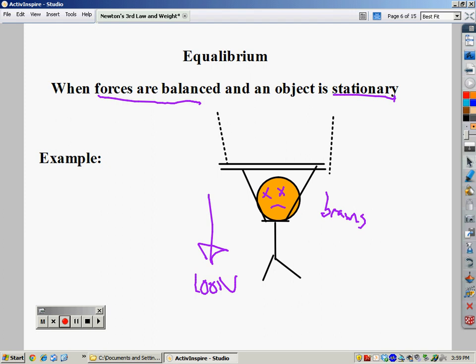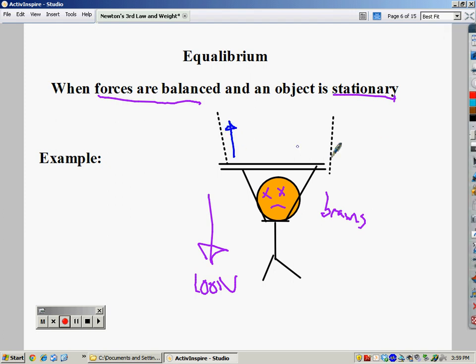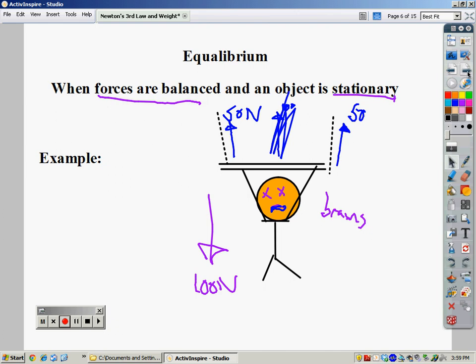100 newtons. The question is, how much force does each rope have to pull up with to keep the zombie in equilibrium? And if it's pulling down, we know the total up is 100. So each rope must be pulling up with 50. And now we have balanced forces. The person is in equilibrium. Everything's balanced. There we go. Very nice.